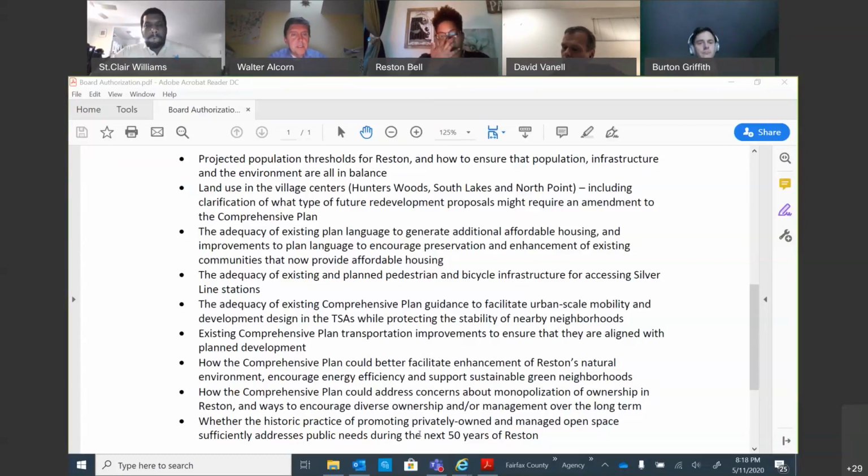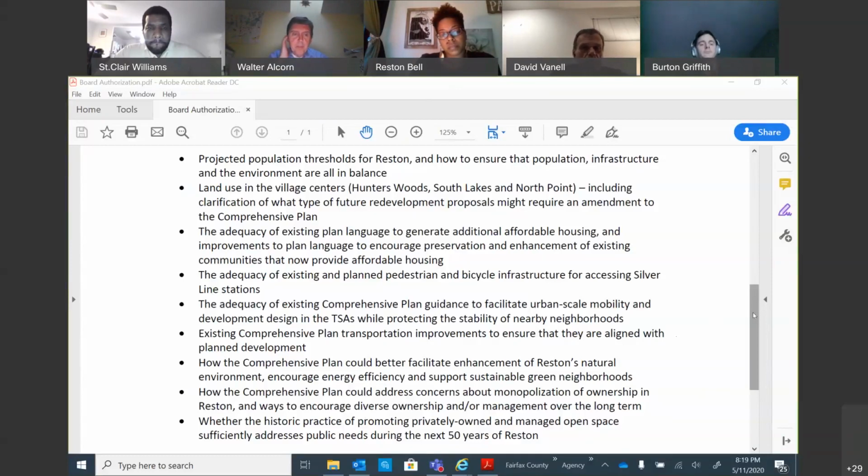The adequacy of existing plan language to generate additional affordable housing and improvements to plan language to encourage preservation and enhancement of existing communities that now provide affordable housing. The adequacy of existing and planned pedestrian and bicycle infrastructure for accessing Silver Line stations. The adequacy of existing comprehensive plan guidance to facilitate urban scale mobility and development design in the TSAs while protecting the stability of nearby neighborhoods. Existing comprehensive plan transportation improvements to ensure that they are aligned with plan development.